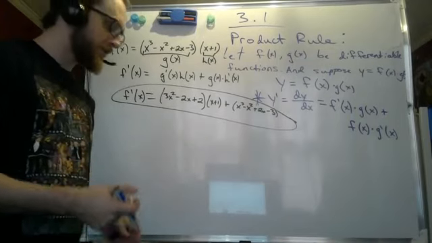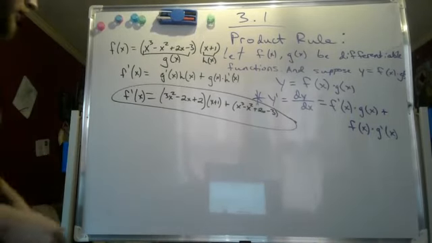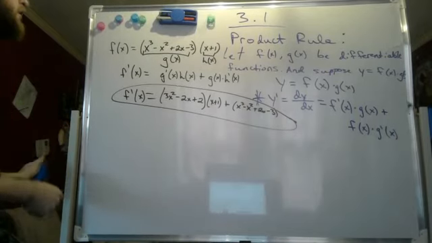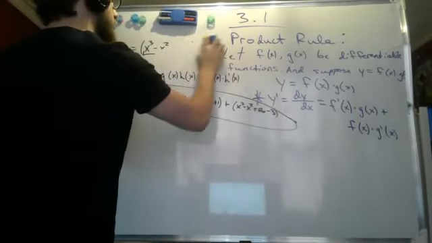So there you have it. This is the product rule. There are some other examples we can talk about, but we'll get there once we've talked about the quotient rule some.